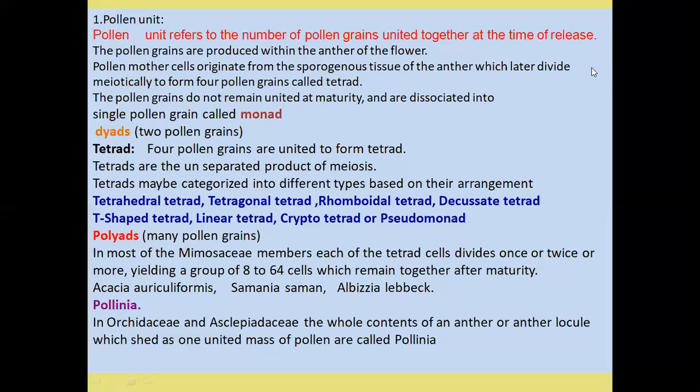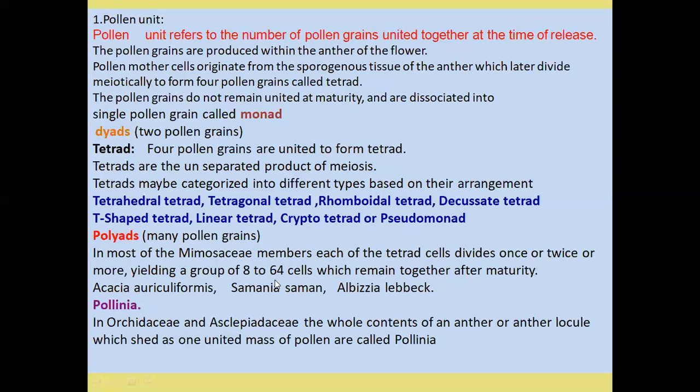Tetrads may be categorized into different types based on their arrangement, that is, how these 4 microspores are arranged in various directions. The types are tetrahedral, tetragonal, rhomboidal, decussate, T-shaped tetrad, linear tetrad, and cryptotetrad or pseudomonad. So these are all the various types of tetrads.